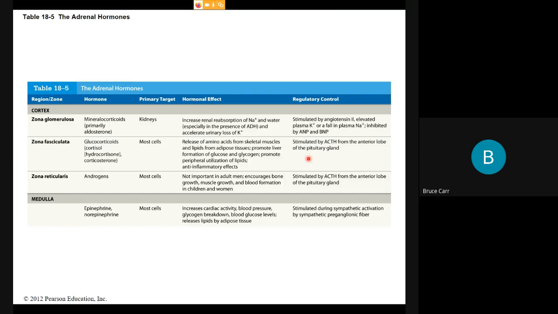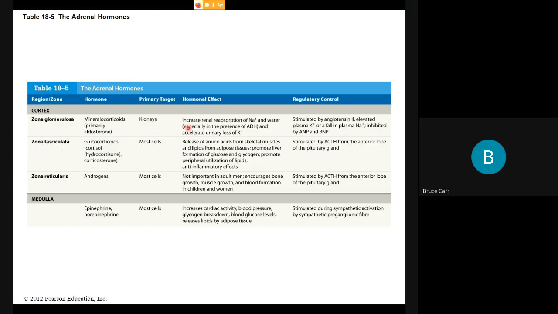We see the different regions that we did not name before, but the zona glomerulosa, the zona fasciculata, and the zona reticularis are three recognizable regions with different hormones produced to affect different target tissues. So these particular hormones, for example, affect the kidneys as the primary target.